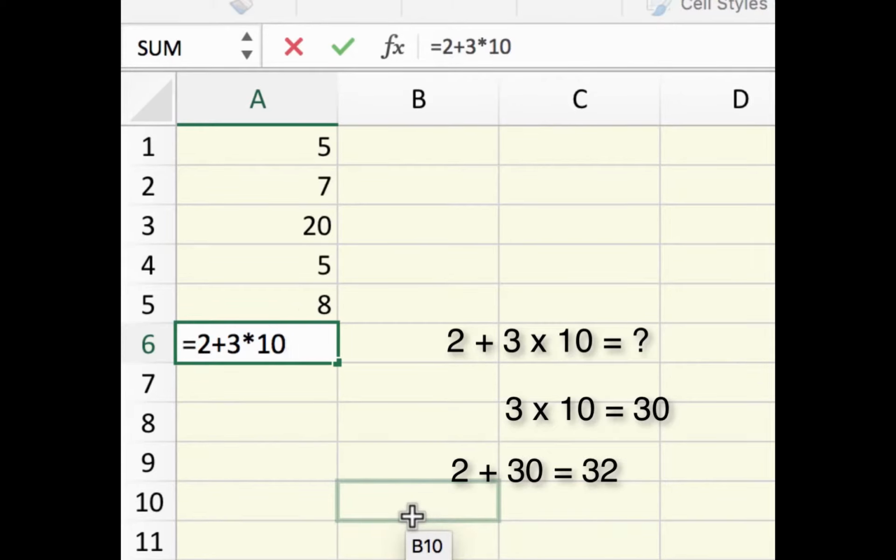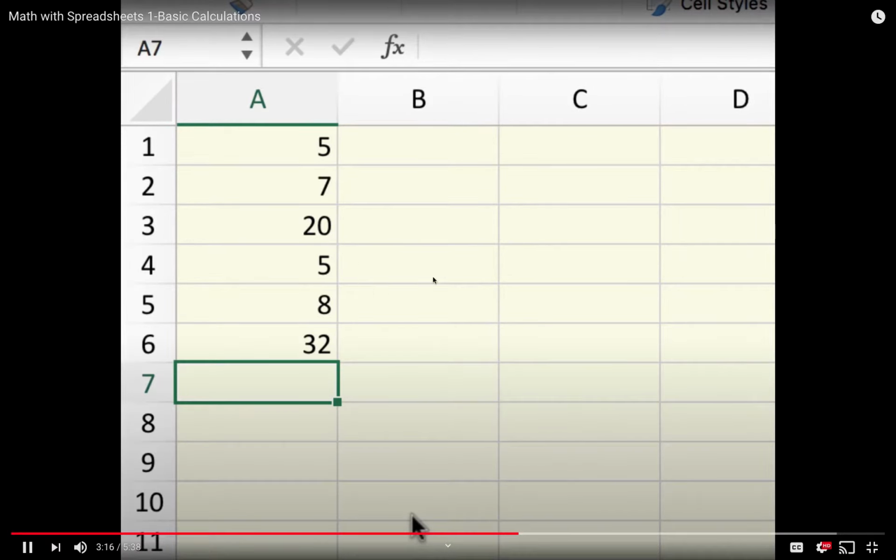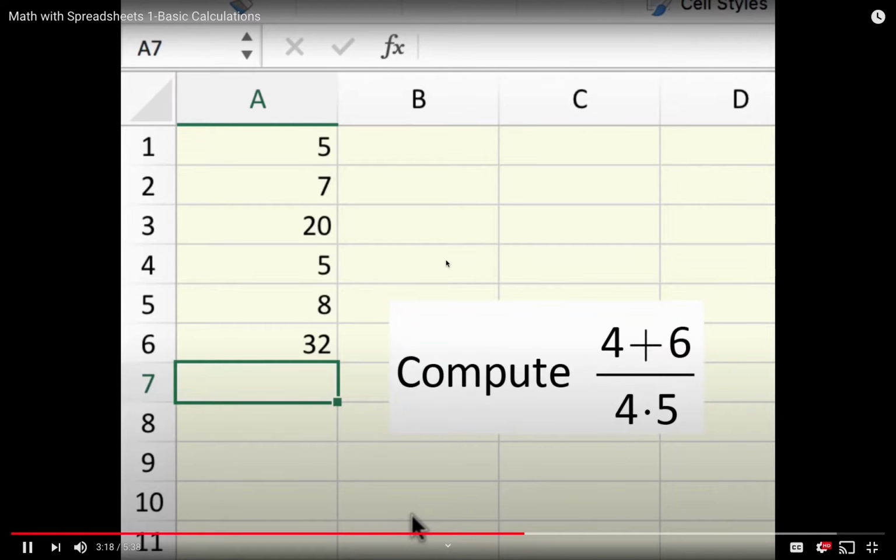So they're showing the steps how they actually work. Multiplication has a higher priority than addition, so it goes first as you do regular algebraic calculations. What about this cell? Well, let's see. We have 4 plus 6 over 4 times 5.